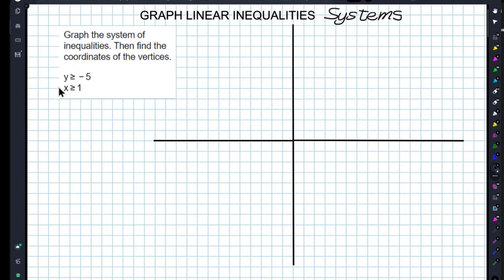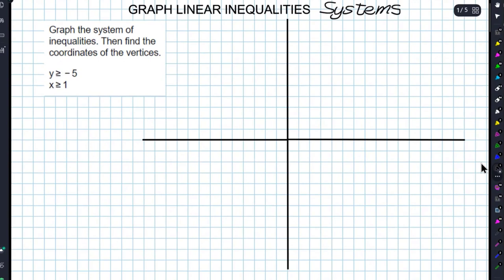What we have here is two inequalities. We have y is greater than or equal to negative 5, and x is greater than or equal to positive 1. So we're going to follow steps. The first step is to write each of these as an equation, because we have to graph the line part first. So I'm going to graph them in different colors. I'm going to graph this in blue and this in magenta, because people who can't see red can still see magenta because it's got so much blue in it.